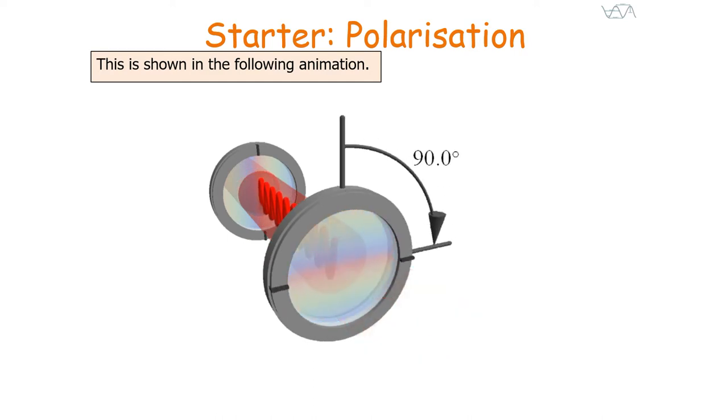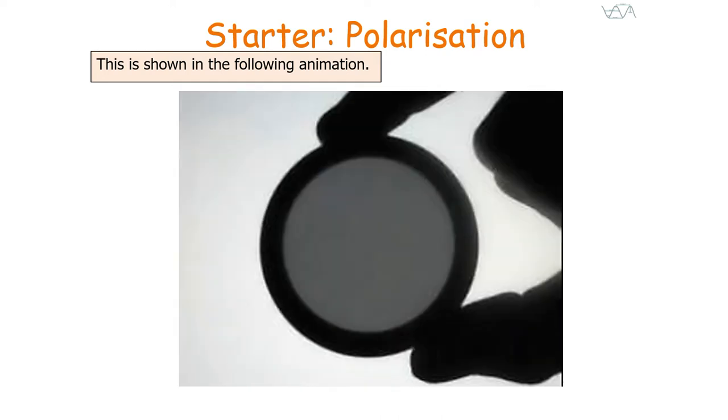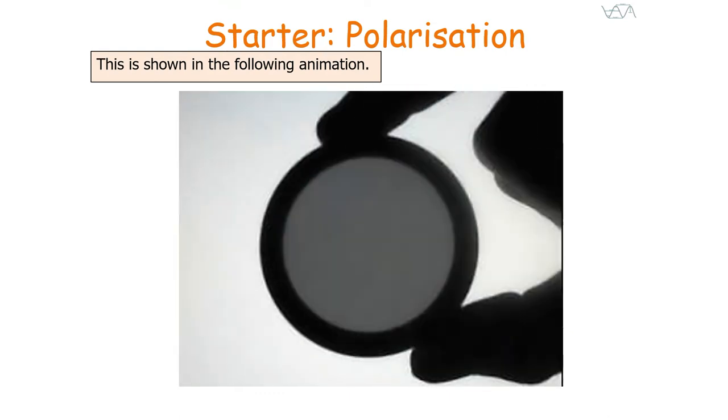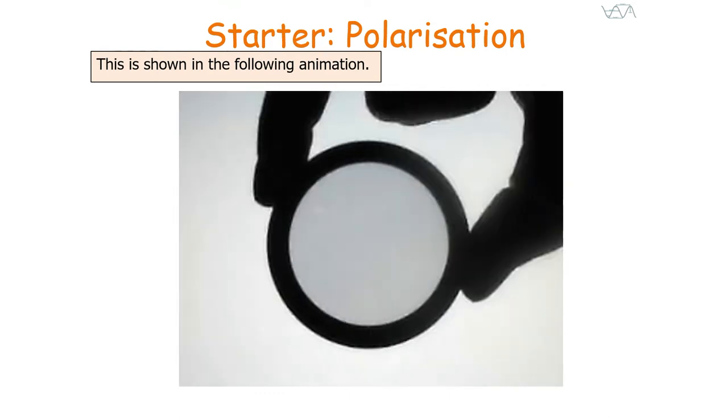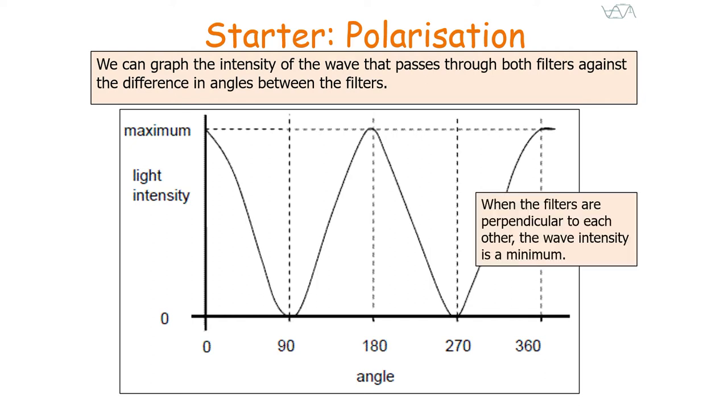So when it goes to 90 degrees, it's completely blocked out. And you can see it here with our rotation of our two polarizing filters. So when they're parallel, maximum intensity. When they're perpendicular, zero intensity. So we can graph the intensity of the wave that passes between both filters against the difference in angles between the filters. When the filters are perpendicular to each other, the wave intensity is at a minimum. When the filters are parallel to each other, the wave intensity is at a maximum.